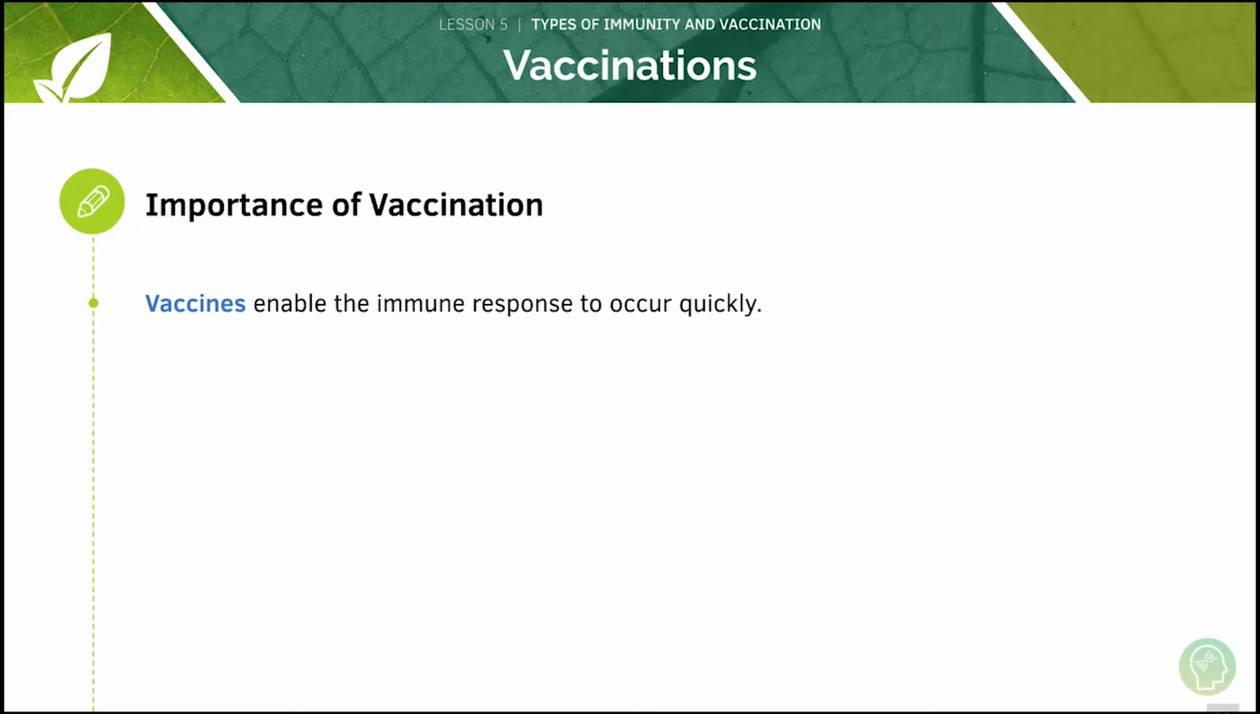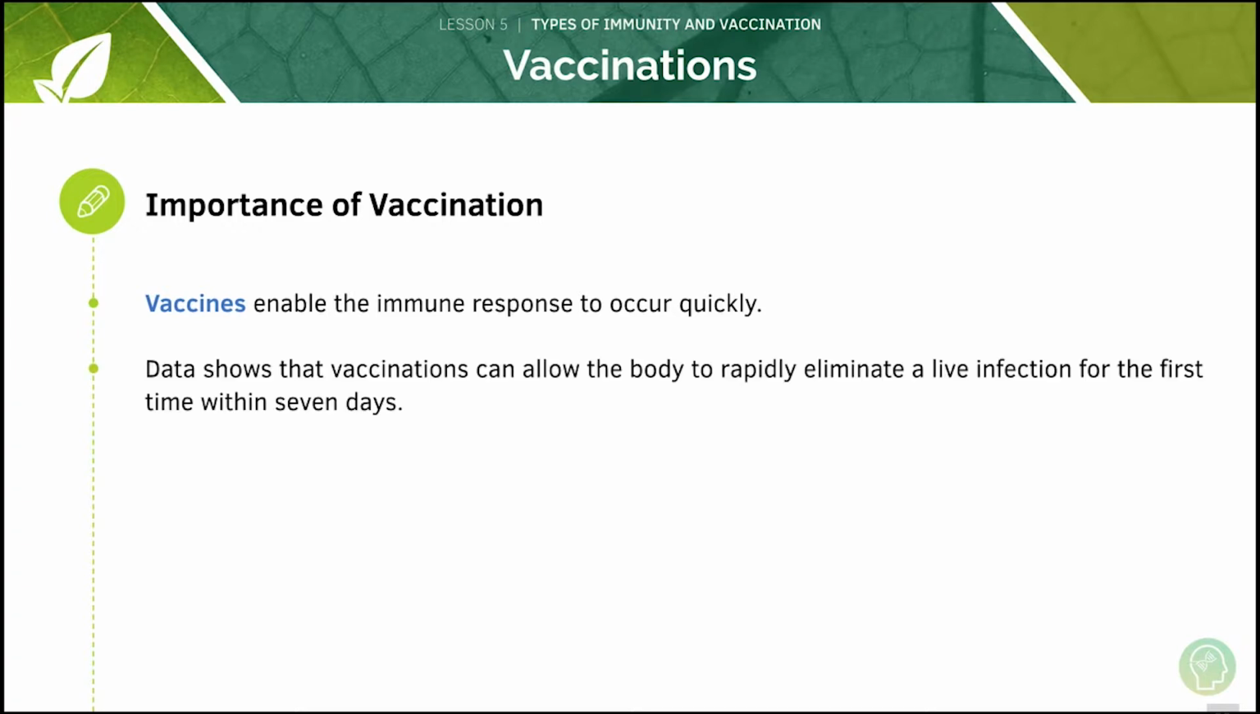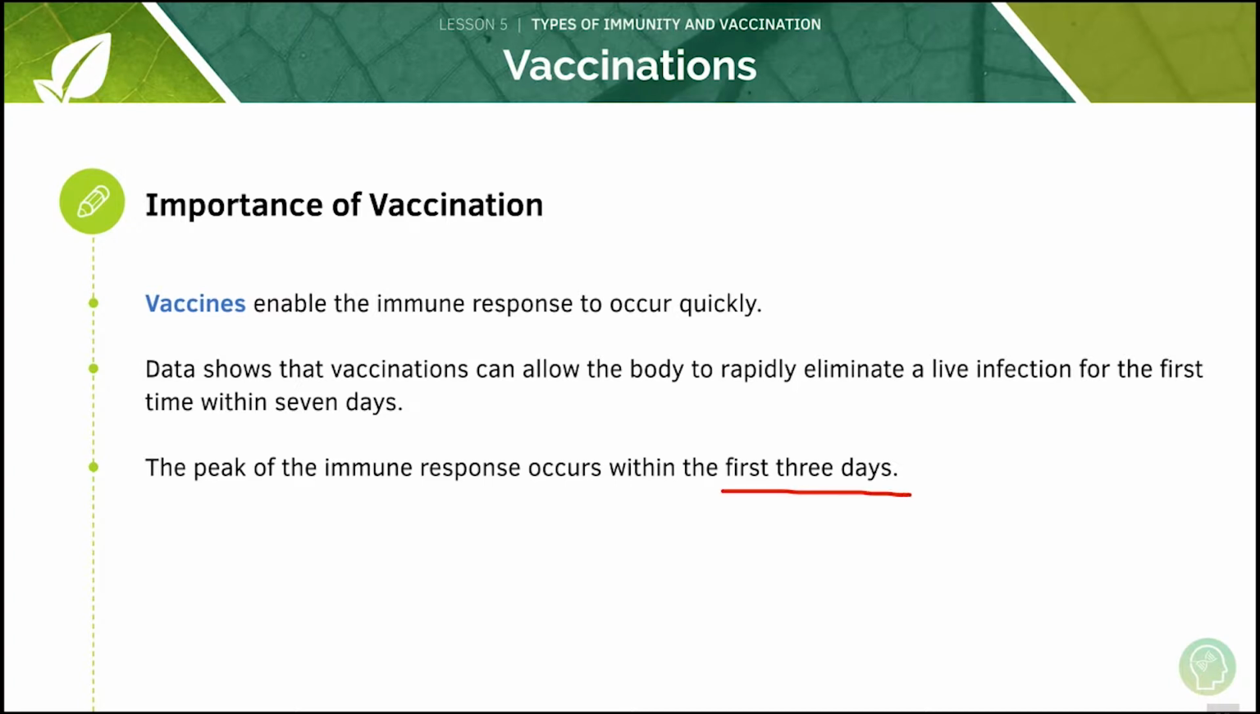Vaccines enable the immune response to occur quickly. Vaccination allows the body to be fully prepared to effectively combat pathogens. The peak of the immune response occurs within the first 3 days.